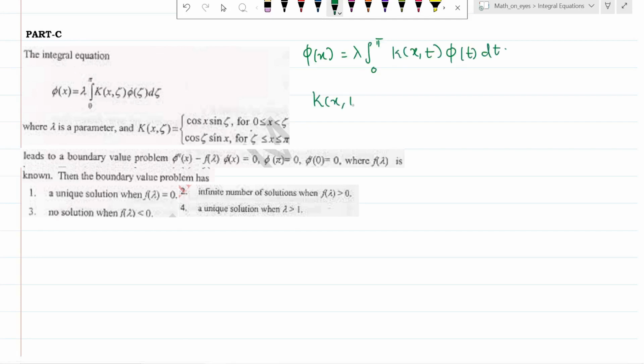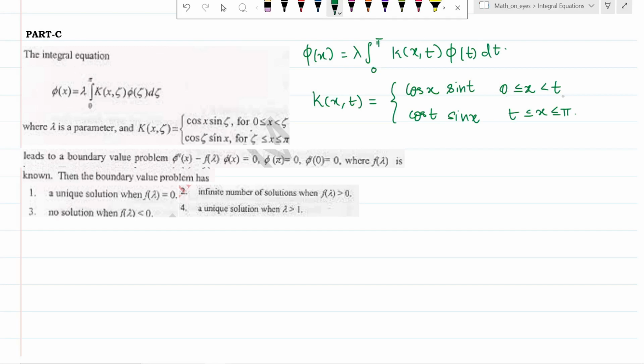The kernel K of x comma t is defined to be cos x sin t for 0 less than or equal to x less than t, and then cos t sin x for t less than or equal to x less than or equal to pi. Now we need to replace K of x comma t in this. First we have to separate the integral limit 0 to pi. We need to put the limit for t. So it must be in the variable of x, 0 to x and then x to pi.